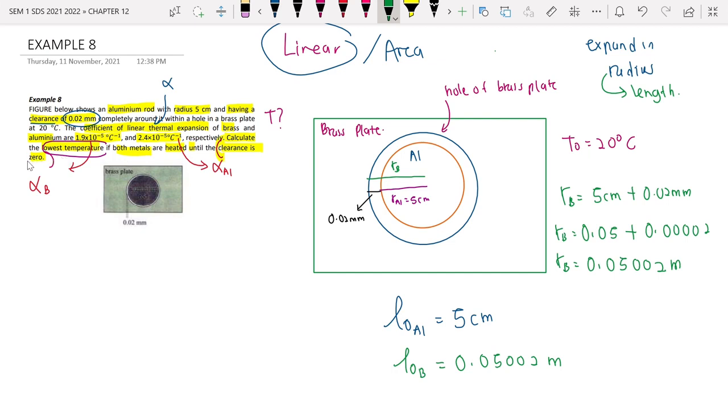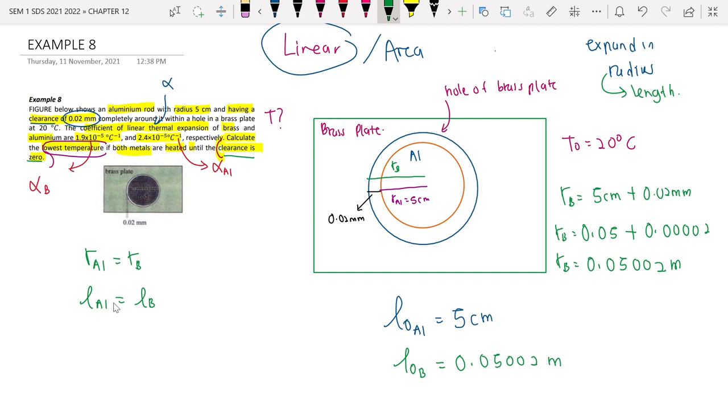So the question asks us to calculate the lowest temperature if both metals are heated until the clearance is 0. So here is the key word. Clearance is 0 means the aluminium rod will expand, and the same goes to the brass plate. So now both brass plate and aluminium rod will have the same radius. So radius of aluminium and radius of the brass plate is the same. As I said, I'm using length, so therefore length of aluminium is the same as length of brass plate.